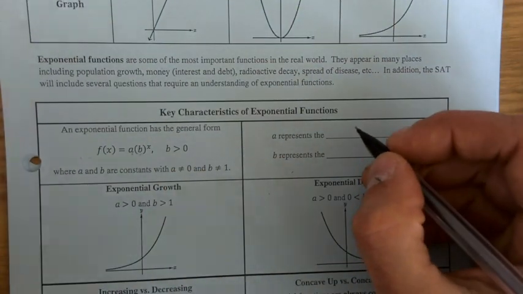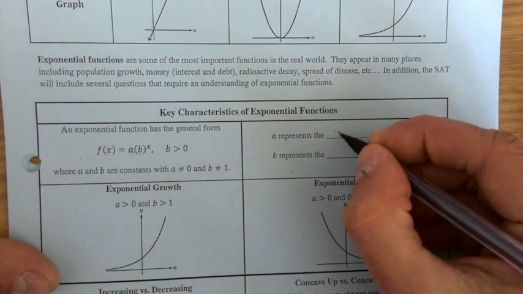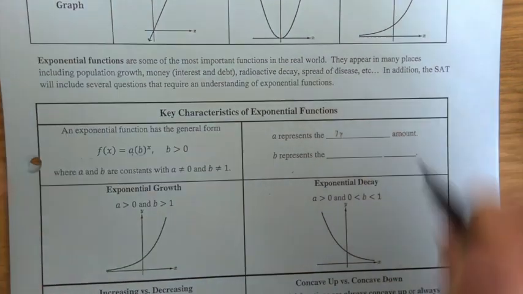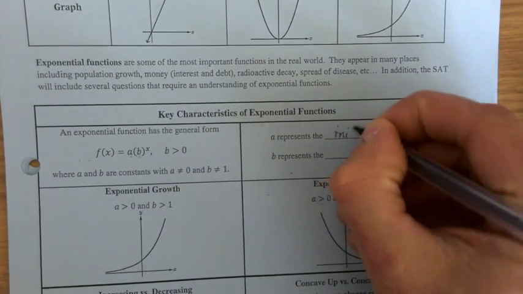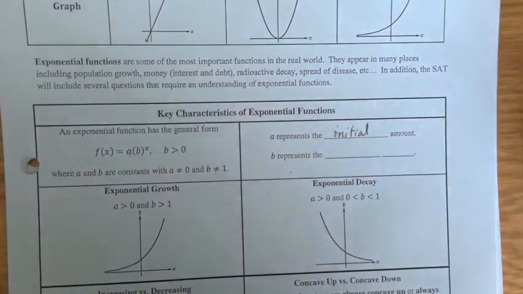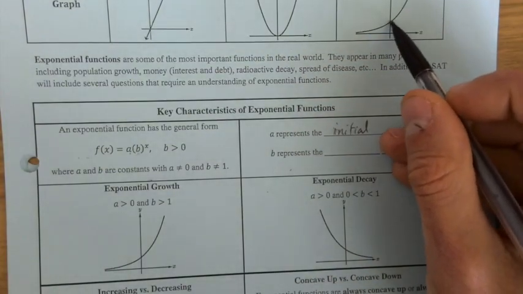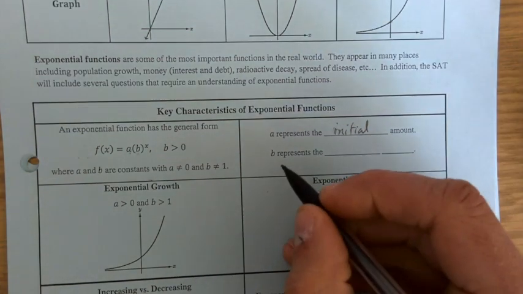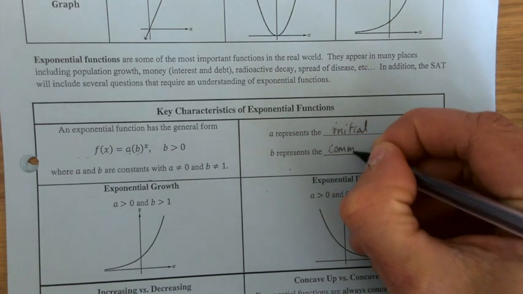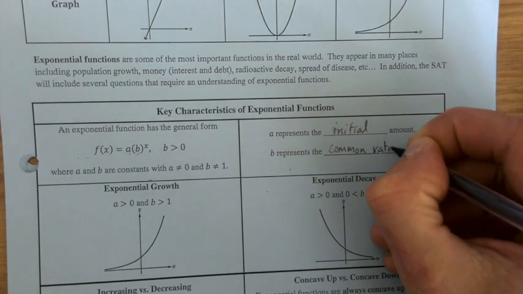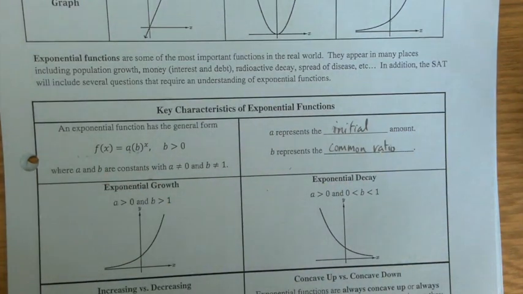In this formula, we will say that a represents the initial amount. So a would be where you start. It's also the y-intercept. B represents the common ratio. So if you have a constant multiplier, that's what goes in for b.